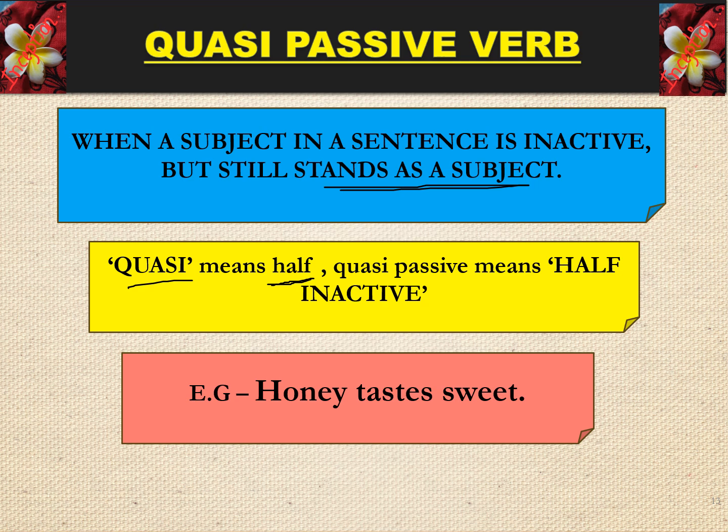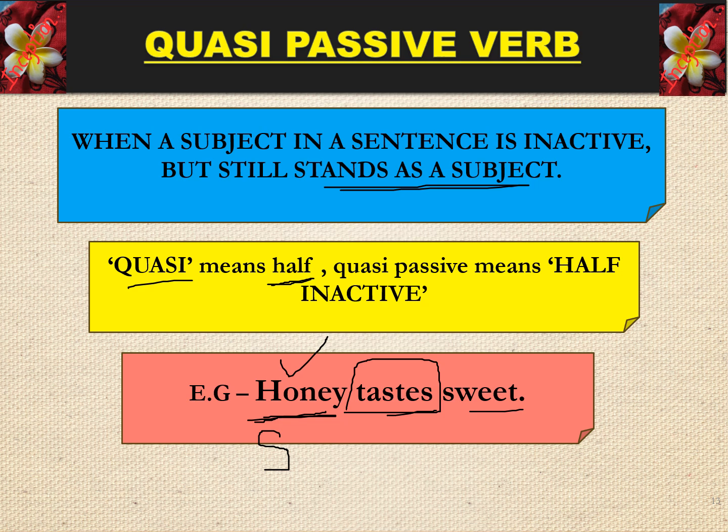Let's see some examples. Honey tastes sweet. Here, taste, this one is a quasi-passive verb. Why? Because the subject is honey here, right? But is honey tasting itself? No, no. Someone is tasting the honey. Then the result is it is sweet. But honey is still the subject in the sentence. But honey is inactive here. Honey is not doing anything.